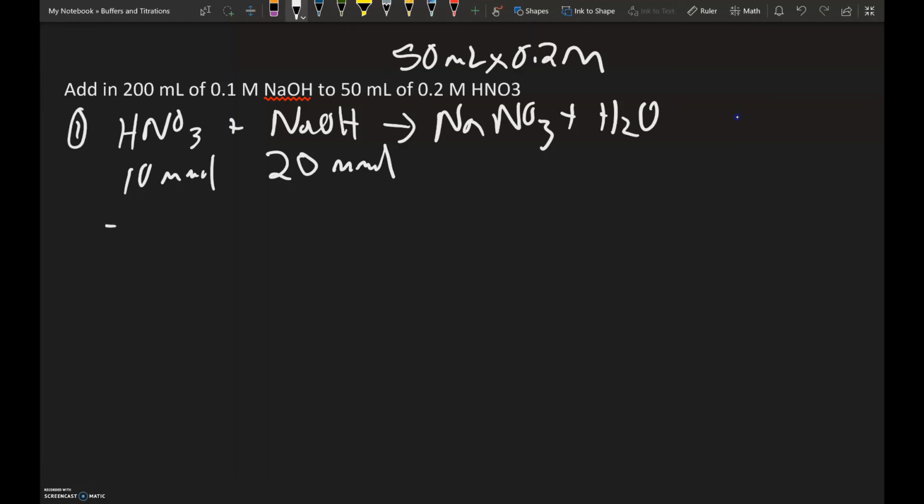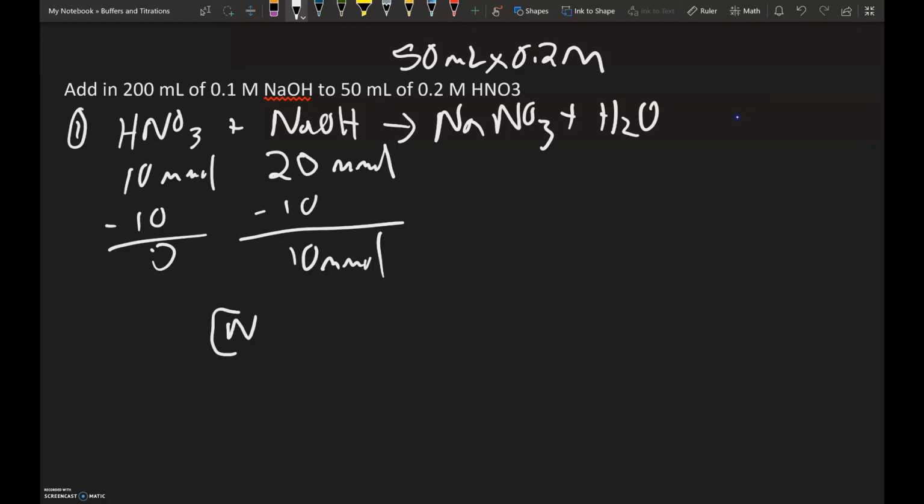All right, so what we're going to do is subtract 10, because the nitric acid has the lesser amount of millimoles, so we're going to subtract from 10 here. That leaves you with 0 millimoles of HNO3, but it leaves you with 10 millimoles of sodium hydroxide. Now, since we have excess sodium hydroxide left over, the pH is going to be dependent on how much sodium hydroxide is left over.